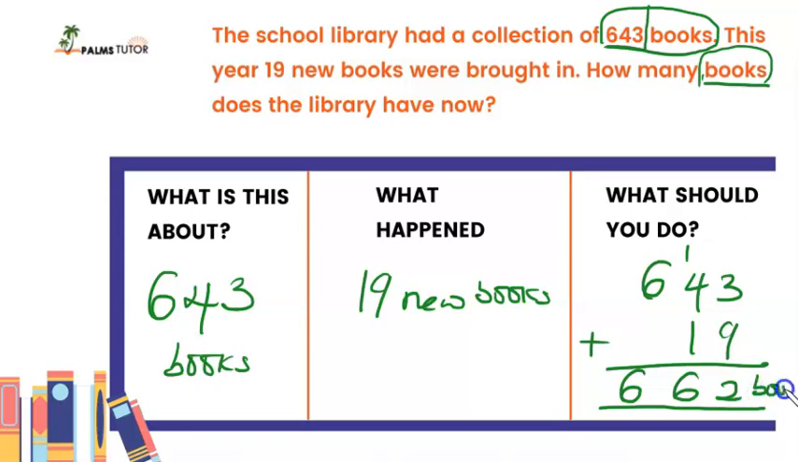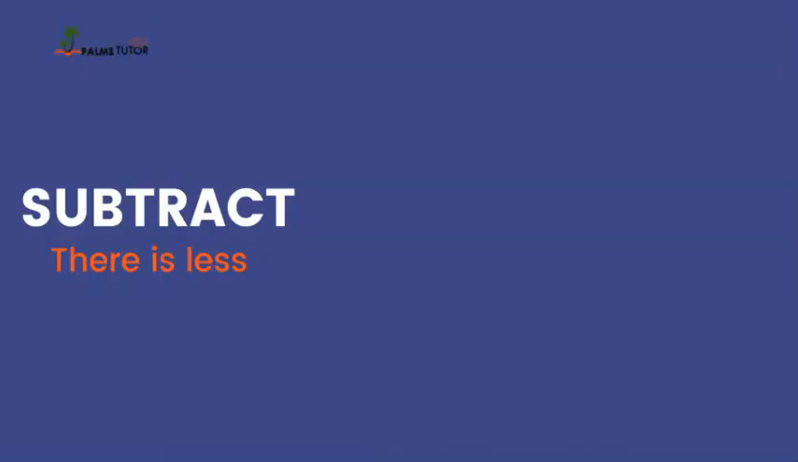666 books. 662 books. Don't forget to always write that. Now we have 662 books. It is important that you know what you want to do, right? That's why you should read your question and identify what you have been asked to provide solution to.